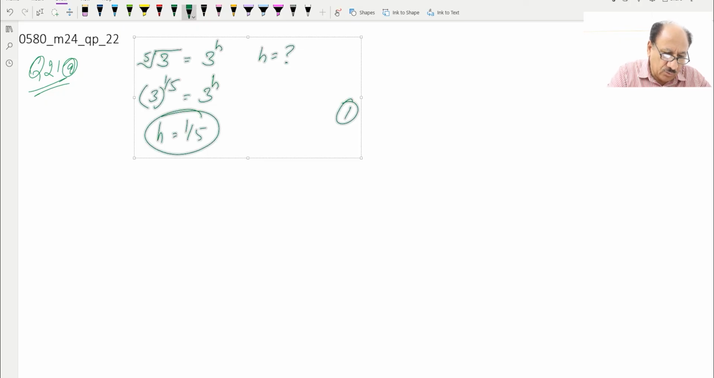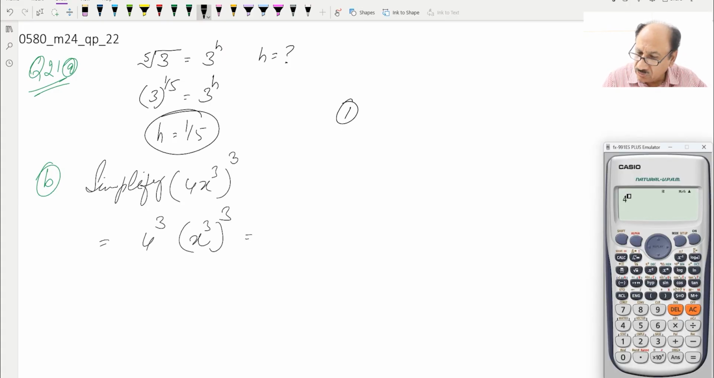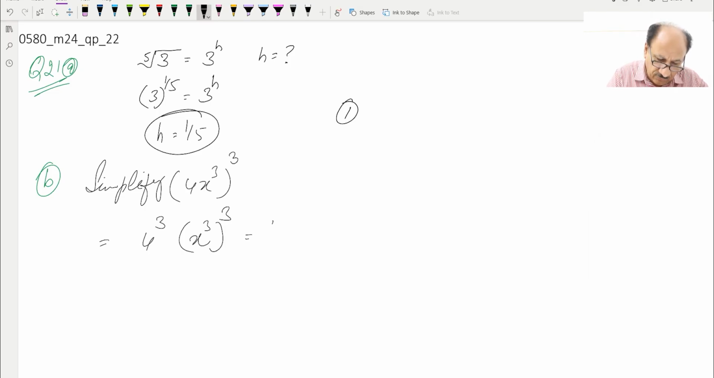Now we can go through the next question, which is the same question but B part. So 21B part, we need to simplify, and the question is (4x cubed) raised to the power 3. We can write separately 4 raised to the power 3 and x cubed raised to the power 3. So first step you can write this, and then 4 raised to the power 3, or 4 cube, is equal to 64, and these two will be multiplying by the rule.